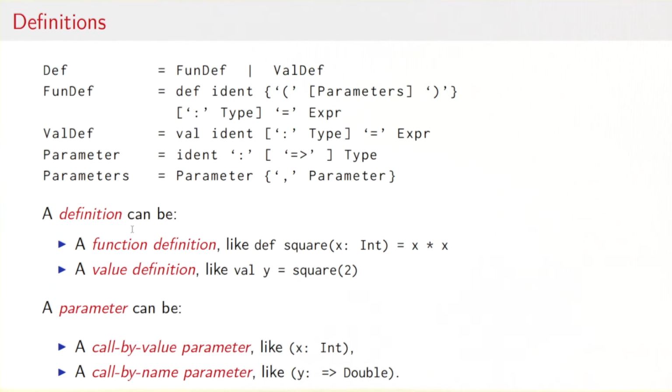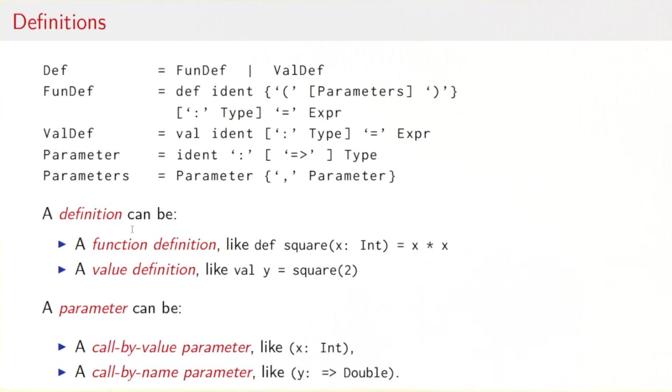The last syntactic category are definitions. We have seen so far function definitions and value definitions. Function definitions start with a def, followed by an identifier, followed by 0 or more parameter lists, followed by an optional result type, followed by an equal sign, and finally an expression. Value definitions are simpler. They consist of val, then an ident, then an optional type, then equals, then an expression.